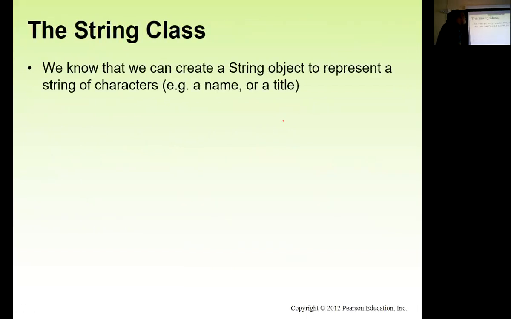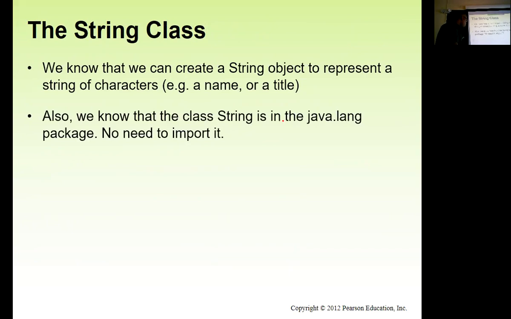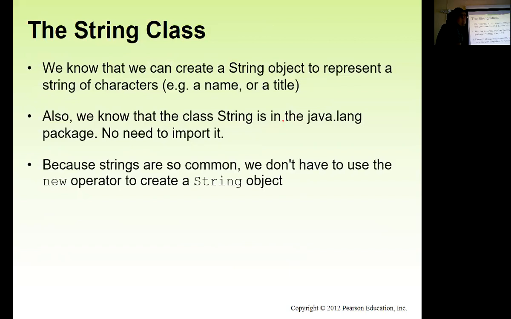Now, we know the String class is used to create a string object to represent a string of characters. We also know the String class is in the java.lang package, so I don't need to import it. The interesting thing is that because String is so popular, there are some variations in how we can actually use it. For example, we don't need to use the new operator to create a string. We can just say title equals "Java Software Solutions". Notice we didn't write the word String or anything. That will just work, just because it's a string.